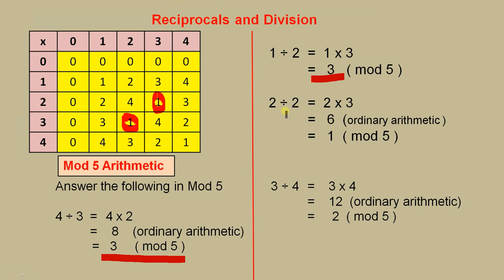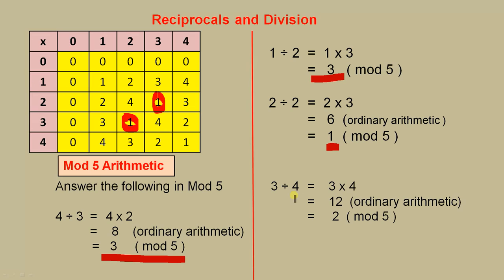2 divided by 2. Now, we've already seen that the reciprocal of 2 is 3, so 2 divided by 2 is the same as 2 multiplied by 3, which is 6 in ordinary arithmetic, and that's 1 in Mod 5. Because 5 into 6 goes once with a remainder of 1. Remember, we're looking for the remainders.